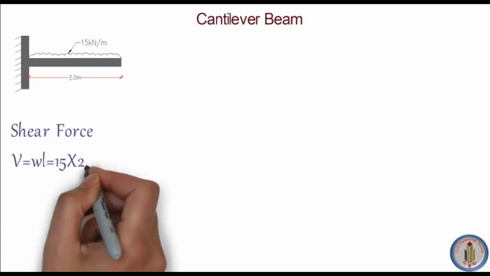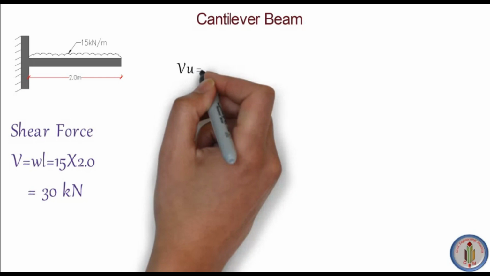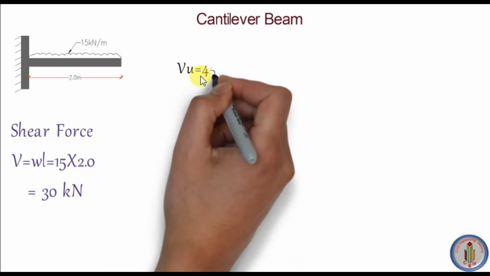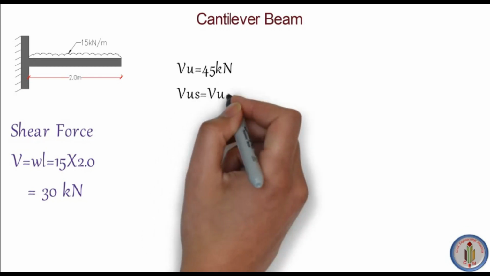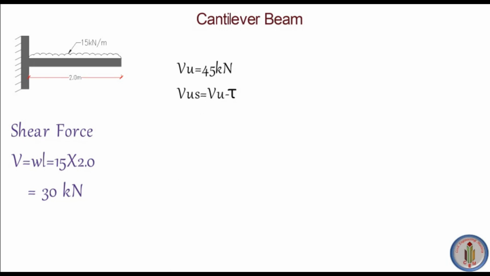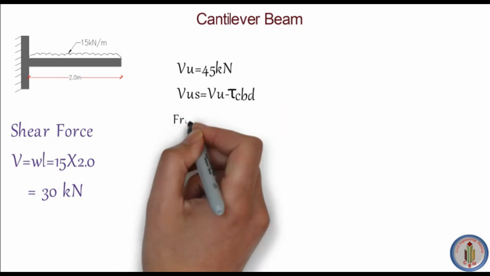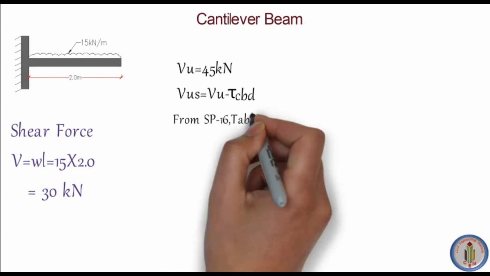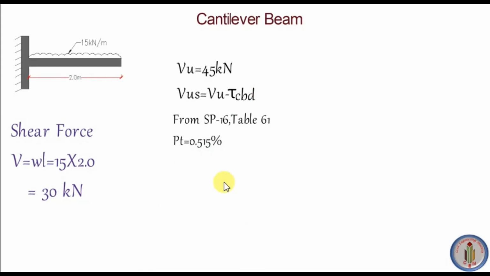So shear force is W into L, which is 15 into 2, 30 kilonewton. Here we have to find out the factored shear force Vu and then Vus. Vus is equal to Vu minus tau c bd. This tau c value we need to find out from SP16 table 61. We have the pt value as 0.515.